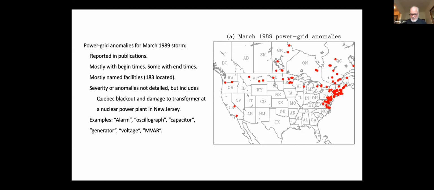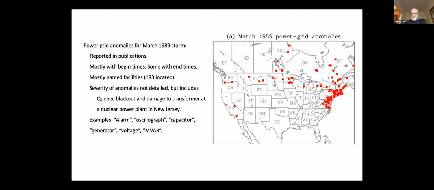These anomalies include those that were associated with the Quebec blackouts, and you see there's a certain number of anomalies in Quebec. But you'll also see there's a lot of anomalies in the Northeast United States and some in the northern Midwest of the United States. That's interesting, I think. And I just want to emphasize that this list of anomalies is pretty qualitative.